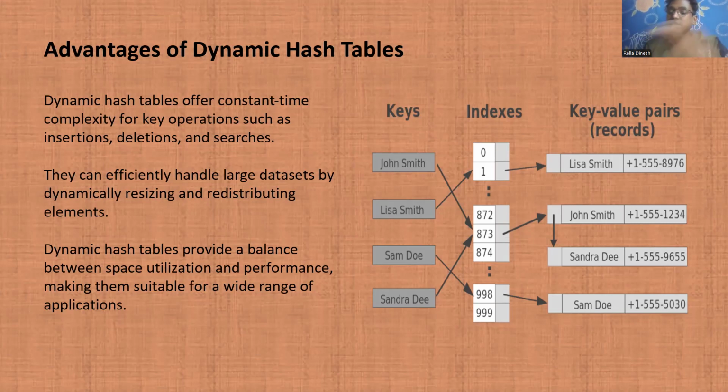In this mapping, the hash function is nothing but indexes. This John Smith contains the index 872, and 872 is mapped by John Smith, as a key-value pair. When the key is found, then the value is also found. We can retrieve it, and we have the balance between space utilization and performance.